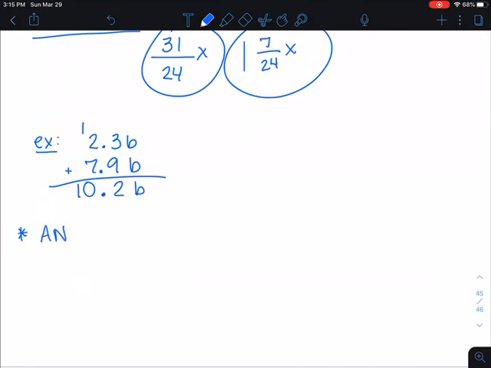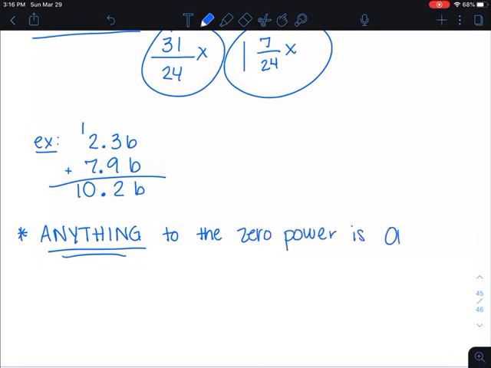Alrighty, don't forget anything to the 0 power is 1. This is very important. Again, if you're not taking notes on this, I recommend you should. You can use these notes on your quiz as well. Don't forget, algebra is a continuation of arithmetic, and terms are separated by adding and subtracting, and adding and subtracting only.